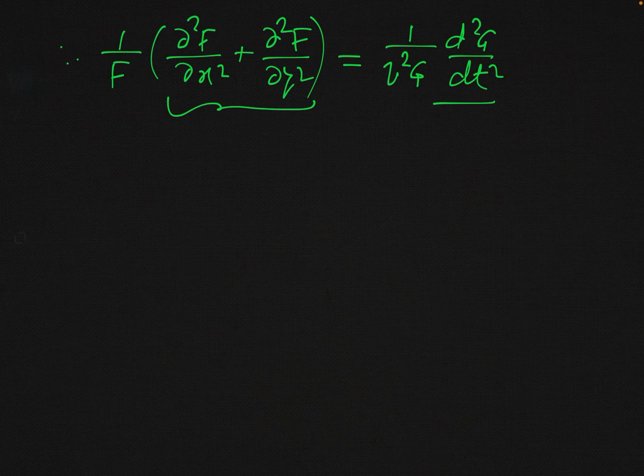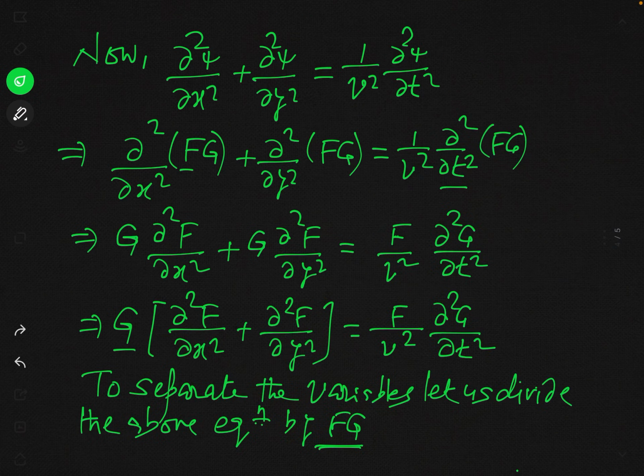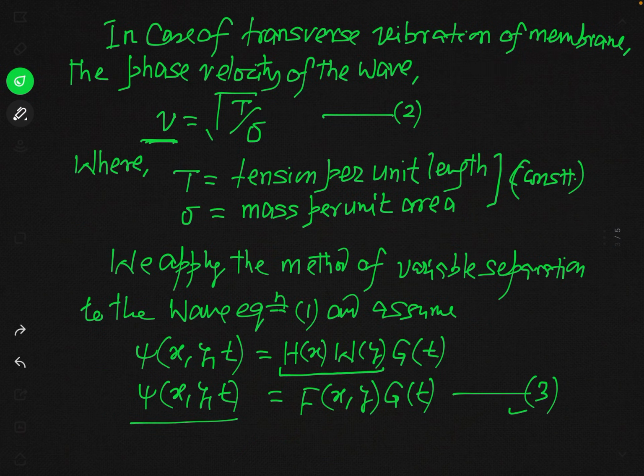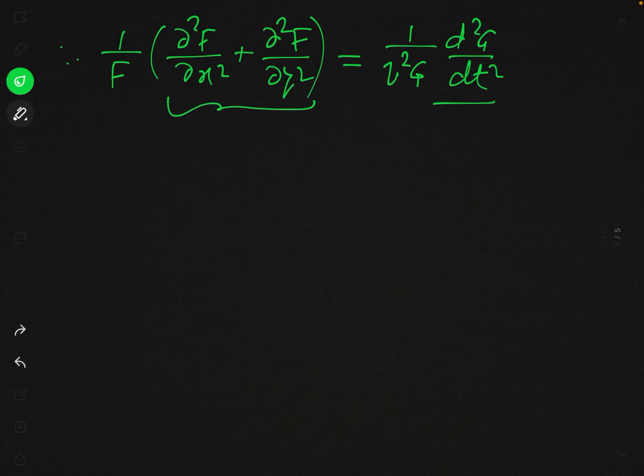So this is equation number what? You can see actually that will be equation number 4. So let us say this is equation 4. Now you can see variables are separated. This LHS is a function of x and y only, and this RHS is a function of t only.